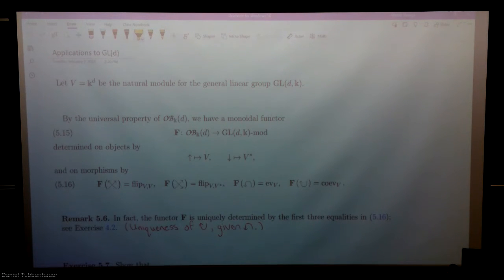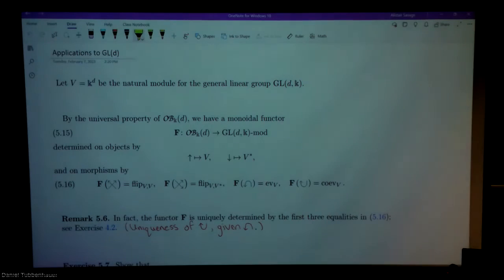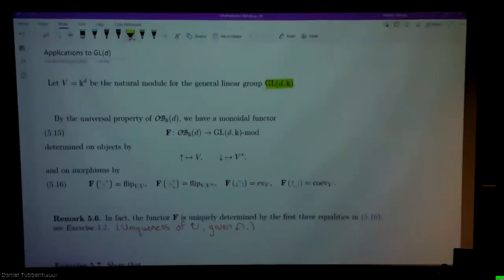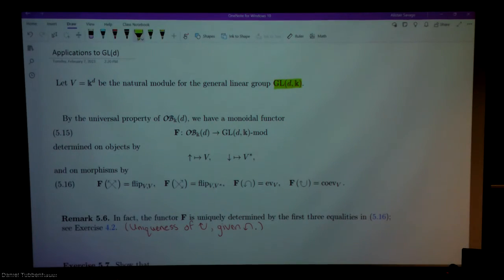Okay, so our application for this oriented Brauer category is going to be to the general linear group. So we'll take the general linear group over a field K, and V will just be the natural module, just d-dimensional space with action given by matrix multiplication. So this is a category that has duals, right? Any module for a group has a dual module. And this is a symmetric monoidal category. The category of modules over the general linear group is symmetric monoidal with the symmetry just given by the flip.